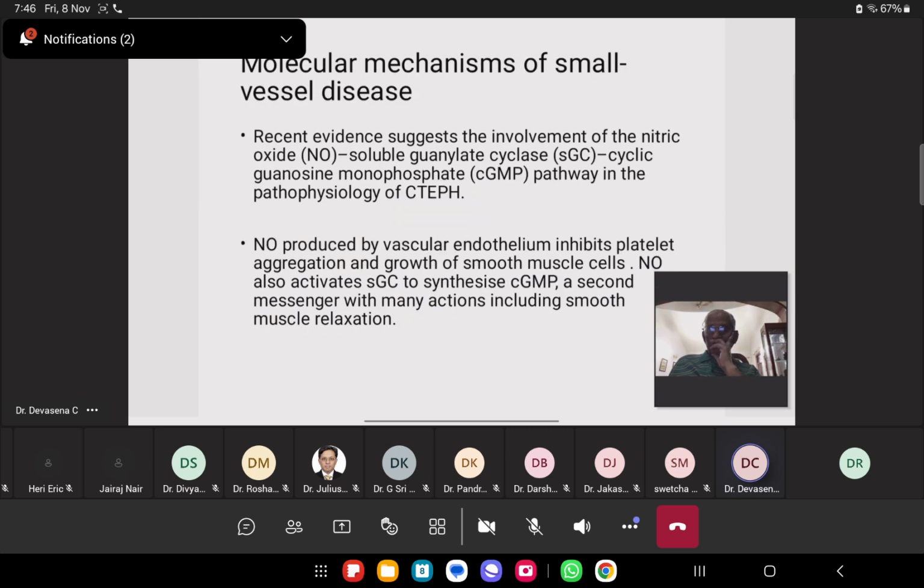Molecular mechanisms of small vessel disease. Recent evidence suggests the involvement of the nitric oxide, soluble guanylate cyclase, and cyclic guanosine monophosphate pathway in the pathophysiology of CTEPH. Nitric oxide produced by vascular endothelium inhibits platelet aggregation and growth of smooth muscle cells. Nitric oxide also activates soluble guanylate cyclase to synthesize cGMP, a second messenger with many actions, including smooth muscle relaxation.